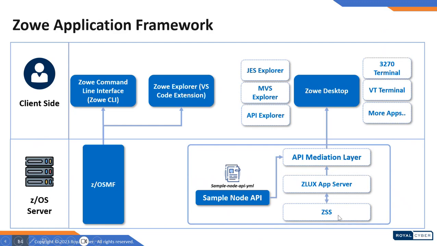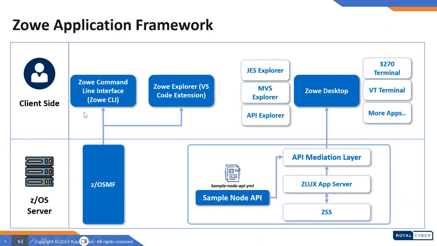So ZSS is your unique system services. In the mainframe, we have the Zowe system services, which is installed in your OMVS, and you have an app server running on it, which can create a mediation layer, and in turn we can get your Zowe desktop.